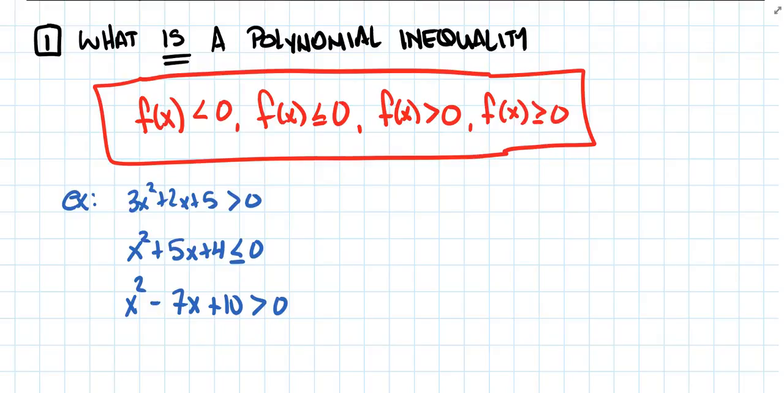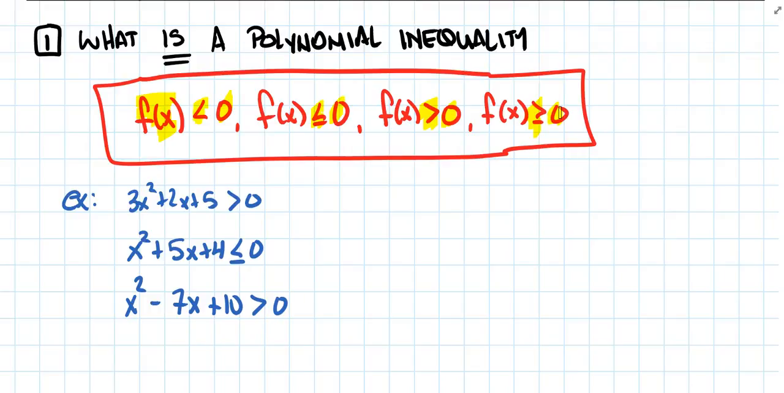So a polynomial inequality is any sort of inequality that can be written in the following sense. Take any polynomial and then put an inequality in it, less than or equal to, greater than or equal to, and they're all set to 0. All right, they're all set to 0. So a polynomial inequality is any inequality that looks like this form.